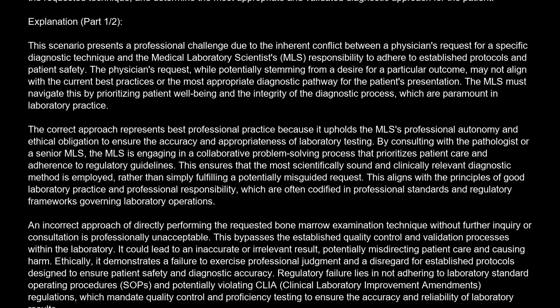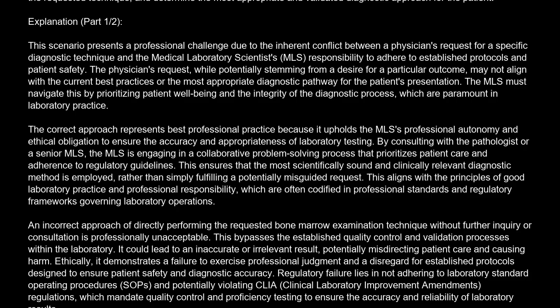The MLS must navigate this by prioritizing patient well-being and the integrity of the diagnostic process, which are paramount in laboratory practice. The correct approach represents best professional practice because it upholds the MLS's professional autonomy and ethical obligation to ensure the accuracy and appropriateness of laboratory testing. By consulting with the pathologist or a senior MLS, the MLS is engaging in a collaborative problem-solving process that prioritizes patient care and adherence to regulatory guidelines.